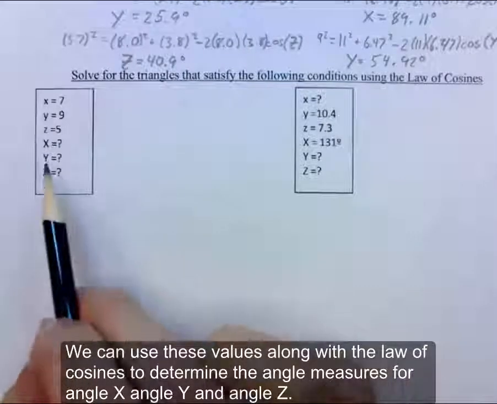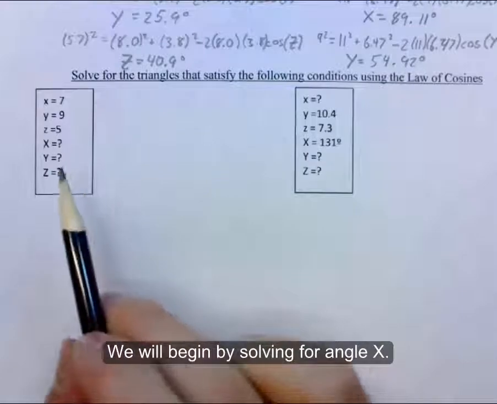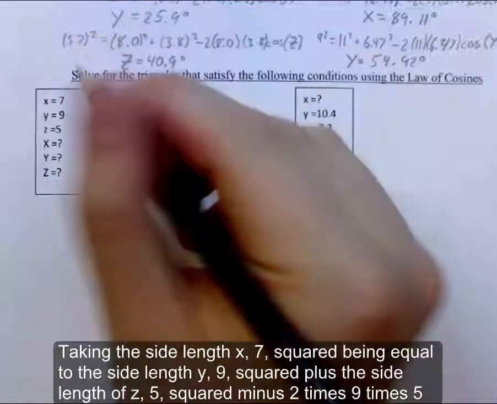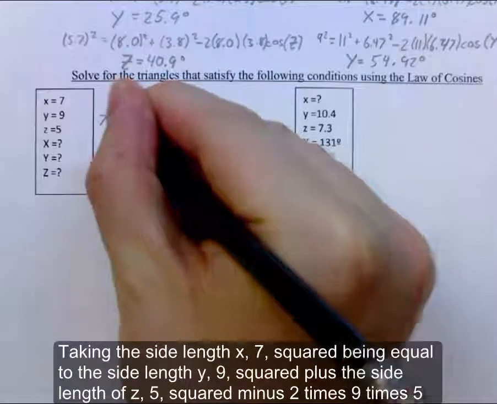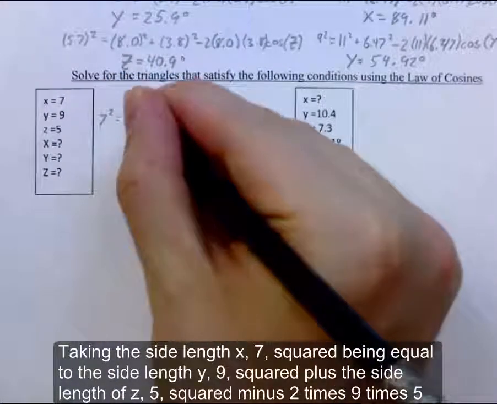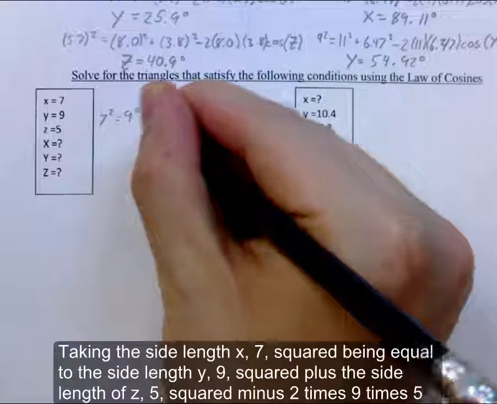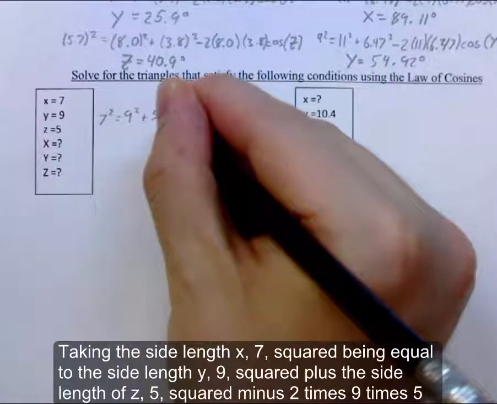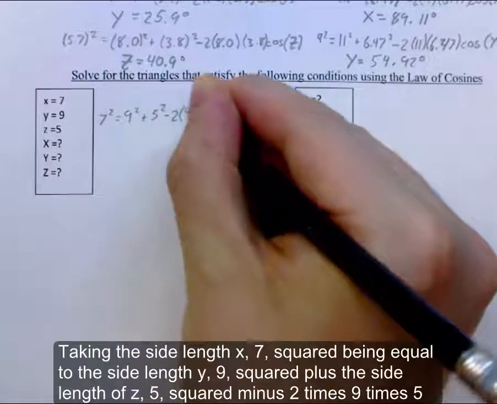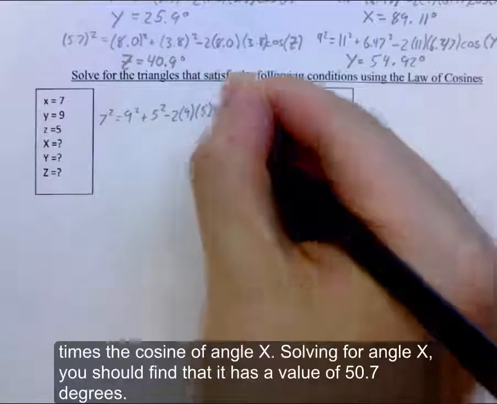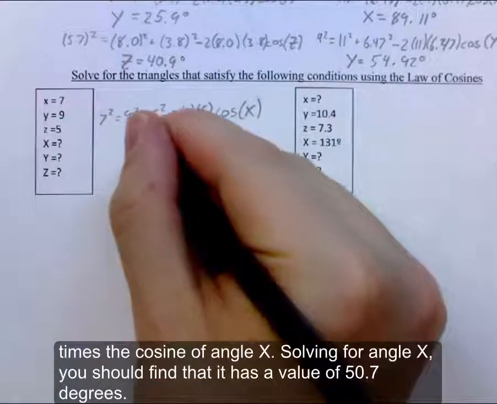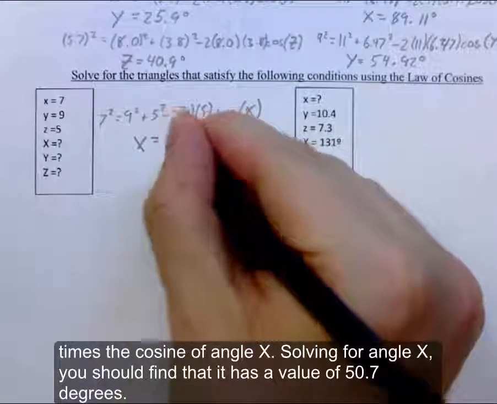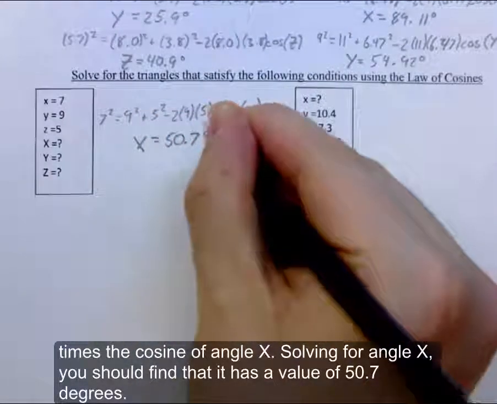We will begin by solving for angle x, taking the side length x, 7 squared, being equal to the side length y, 9 squared, plus the side length of z, 5 squared, minus 2 times 9 times 5 times the cosine of angle x. Solving for angle x, you should find that it has a value of 50.7 degrees.